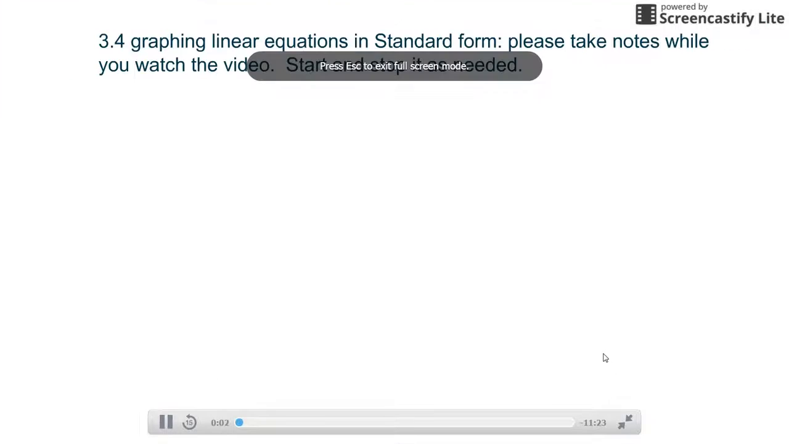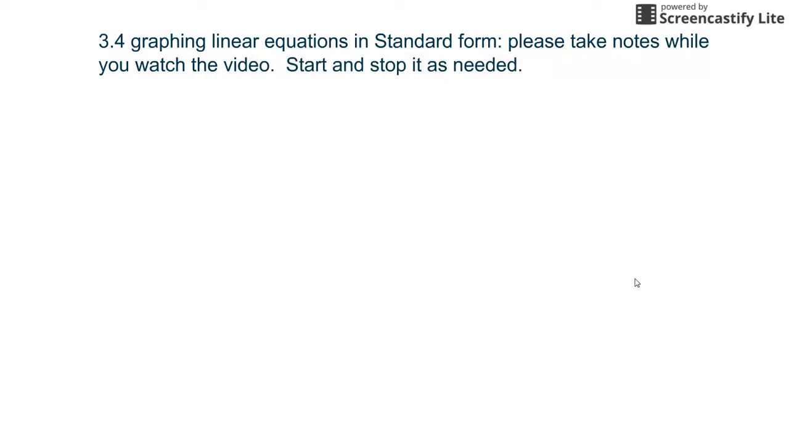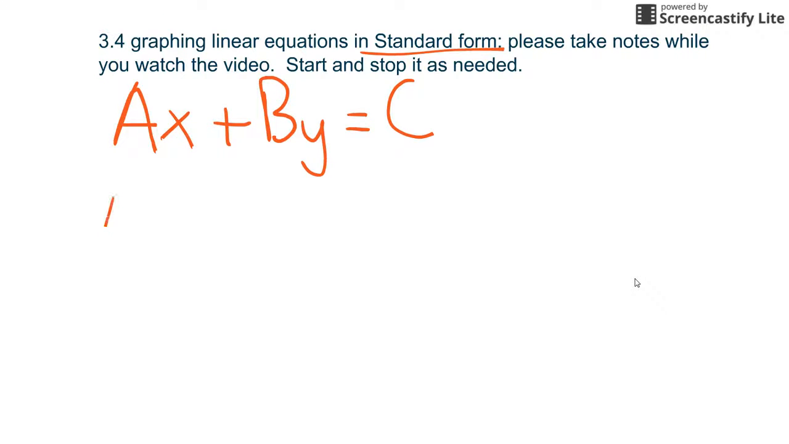Okay, so section 4 is graphing linear equations, but they are in what's called standard form. And standard form is just a form that you are gonna have to get used to. And the form is ax plus by equals c. And a, b, and c are all numbers.